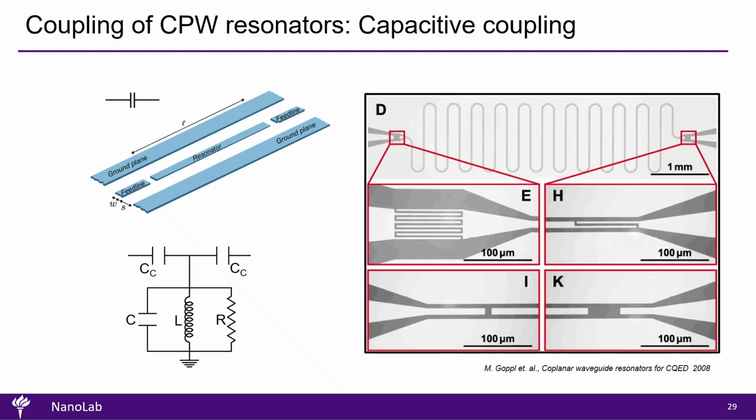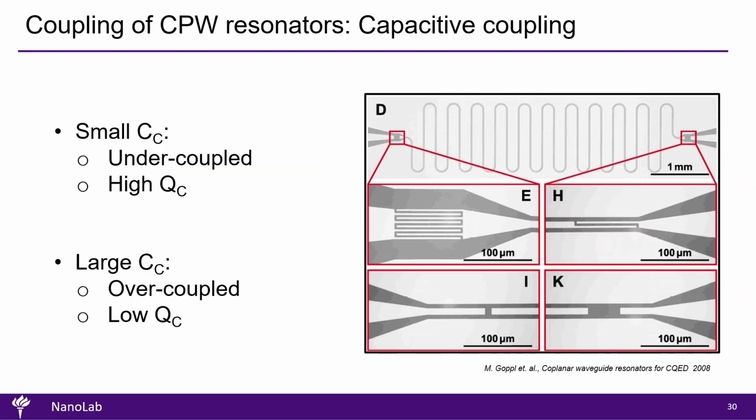The figure on the right shows a real implementation of a resonator capacitively coupled to a feed line. The author illustrates two types of coupling capacitors: gap capacitors and finger capacitors. Panel D represents one of their resonators, while the close-ups in panels E, H, I, and K show 4 different capacitors they implemented in their study. I and K are gap capacitors with different gap lengths, and E and H are finger capacitors with varying numbers of fingers. By changing the geometry of these capacitors, they effectively change the coupling capacitance, leading to 2 scenarios.